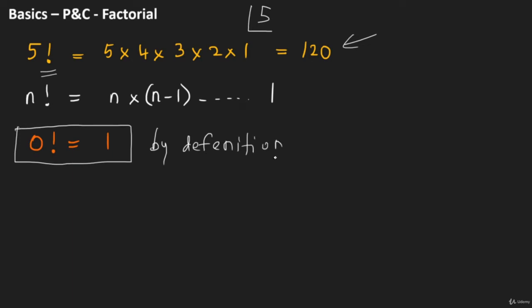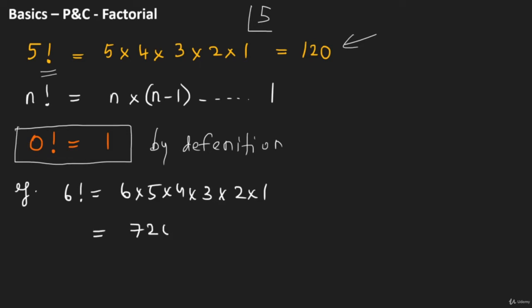Alright, let's take one more example. Say you want to find 6 factorial. What would that be? That's equal to 6 into 5 into 4 into 3 into 2 into 1. That's equal to 720 if you do the multiplication. You will also note that this is nothing but 6 into 5 factorial, right? And we know that 5 factorial is 120 from here. So that's 6 into 120, which also gives you the answer as 720.